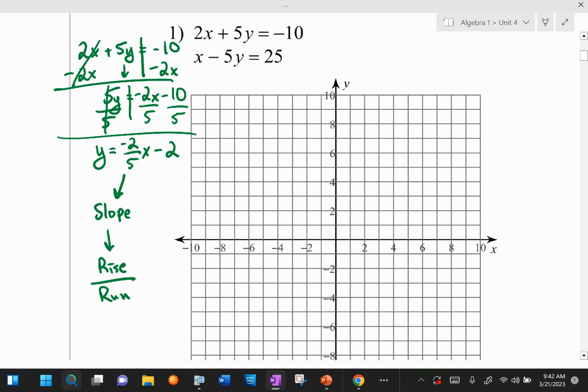What does the constant give you, which is this negative 2? The y-intercept, which is where x is 0. Okay, so when I'm graphing, I can start out at the y-intercept. The y-intercept is where x is 0, and the y is whatever this is. So y is negative 2.